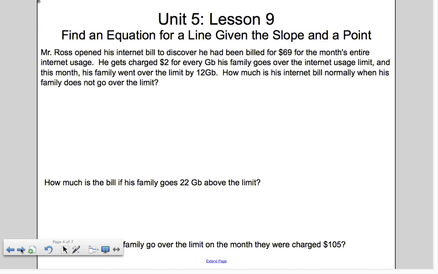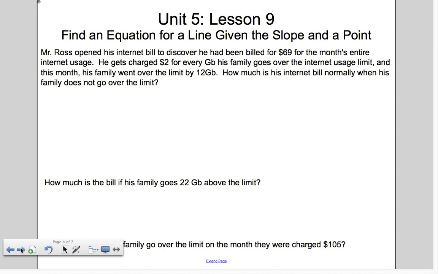Yeah. So find an equation for a line given the slope and a point. That might sound like gibberish for now. Hopefully by the end of this class it won't. So what I want to demonstrate is this example.